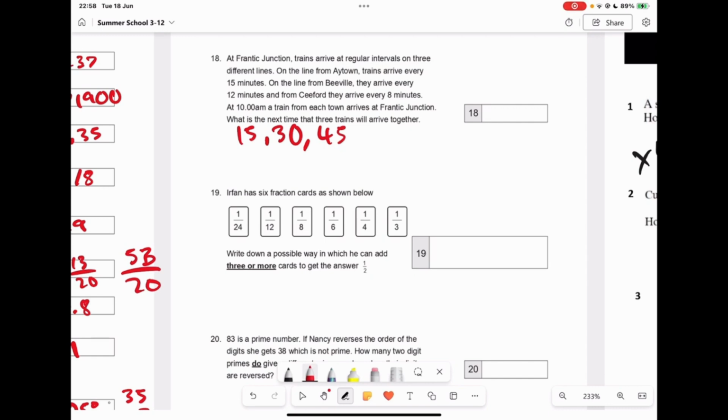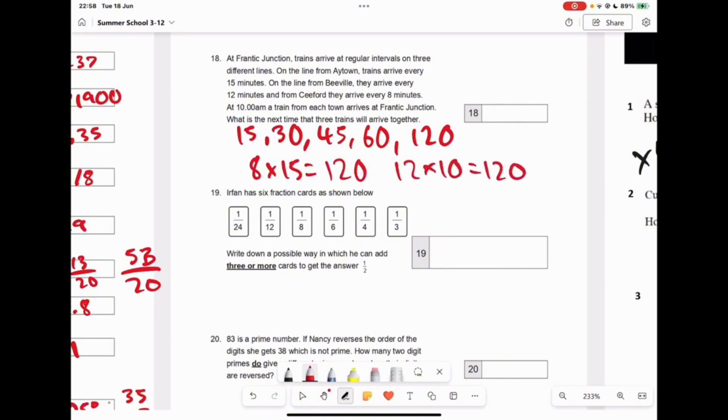45 minutes. Okay, I'm thinking, okay, 60. That does not fall into 8. 120 would though. Does 120 fall into 8? Yes, it does. 8 times 15 is 120. 12 times 10 is 120. So that will be the next time after 120 minutes, which is 2 hours. So 12 p.m.